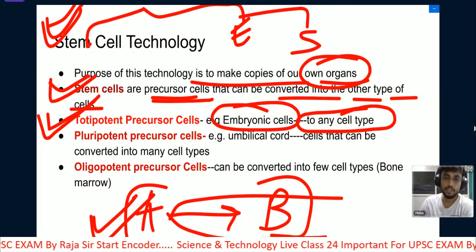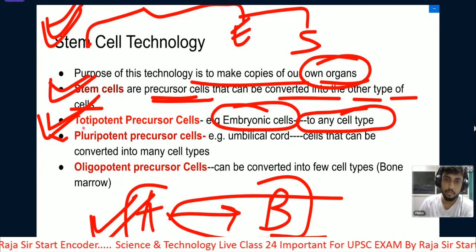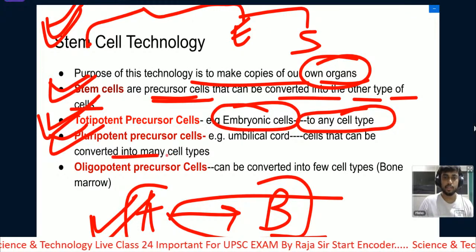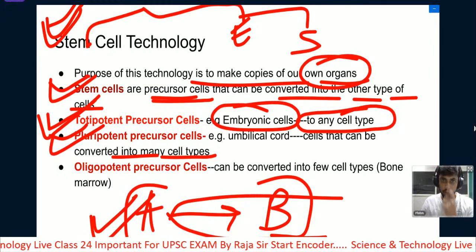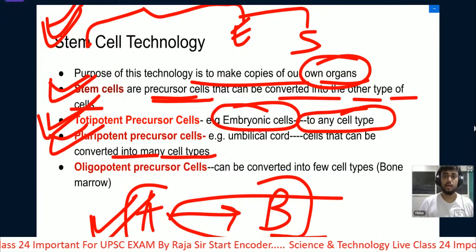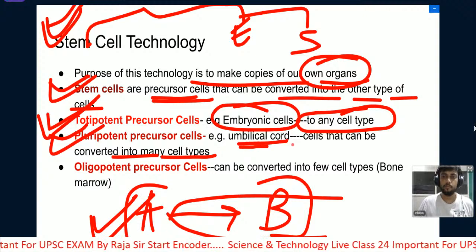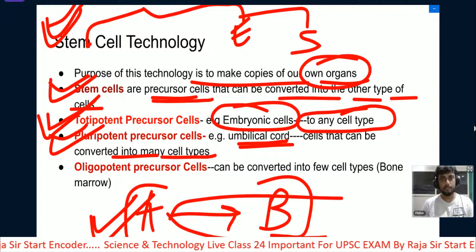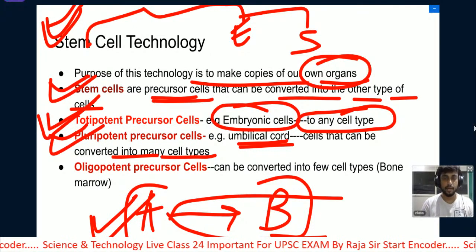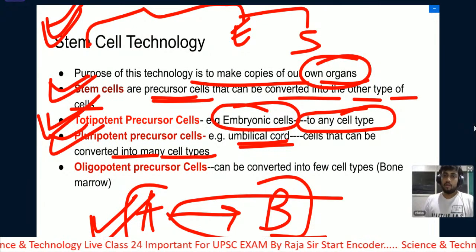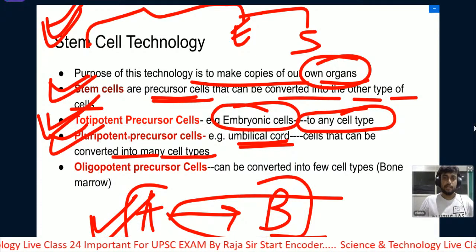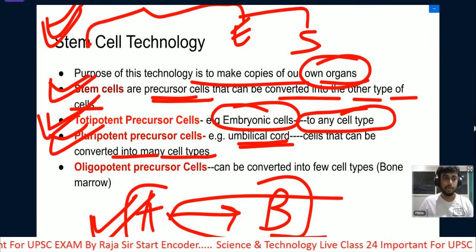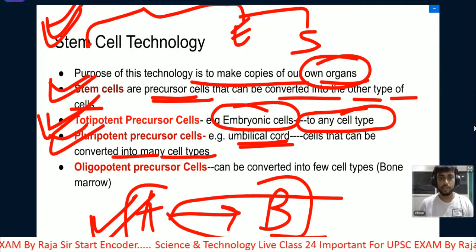Then we have the pluripotent precursor cells. They can be converted to many types of cells, but not all the cells. Like we cannot develop the brain cells from the umbilical cord. The umbilical cord is the cord that is attached to the child during the birth, through which the mother supplies the nutrition to the child. So the umbilical cord contains the pluripotent precursor cells, and those cells can get converted into many types of other cells.